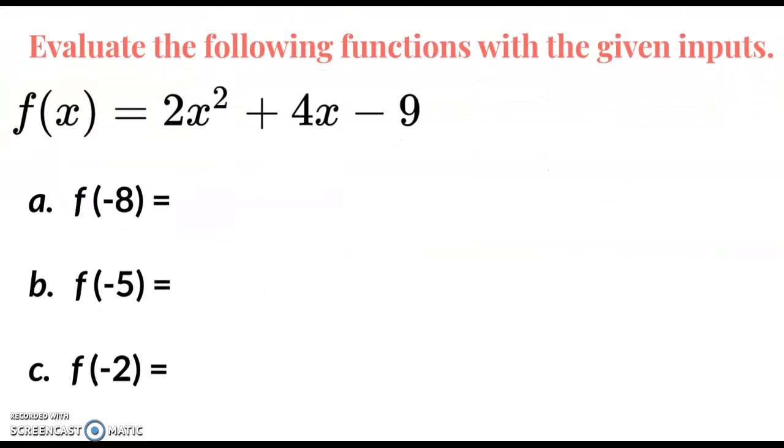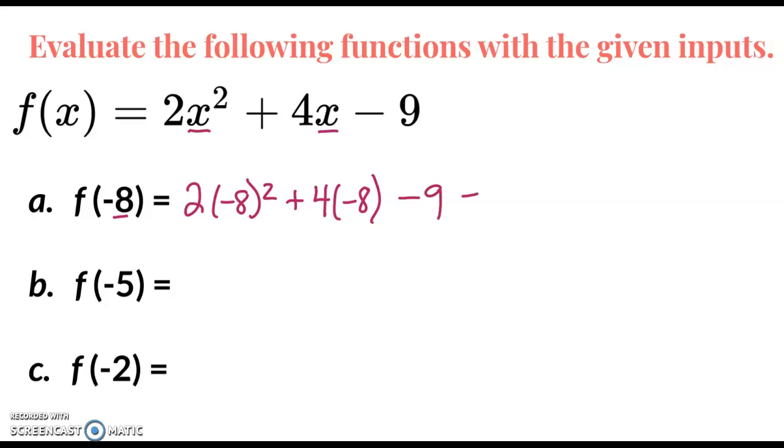So let's practice using function notation. We're not going to do all of these. We'll just do a few. So let's look at this first one. We have f of x equals 2x squared plus 4x minus 9. And I'm evaluating it for -8. That means everywhere I see an x, and I've got 2 of them, I'm going to put a -8. Everything else stays the same. So the 2 times x squared, well, that's going to be -8 squared, plus 4 times x, well, that's going to be 4 times -8, and then minus 9.